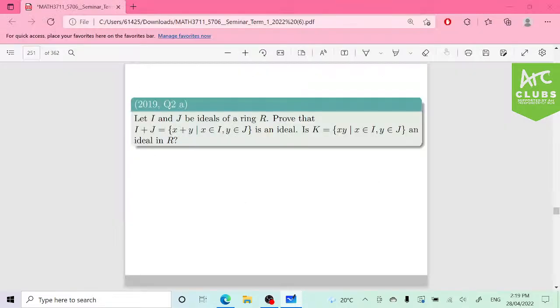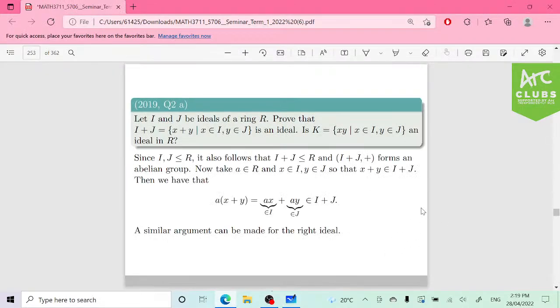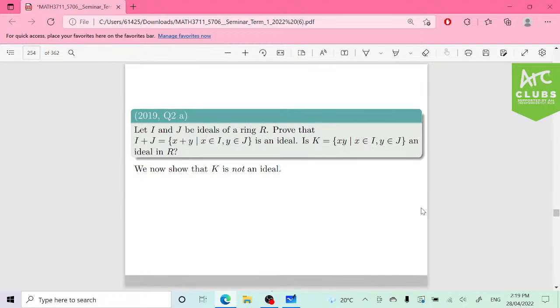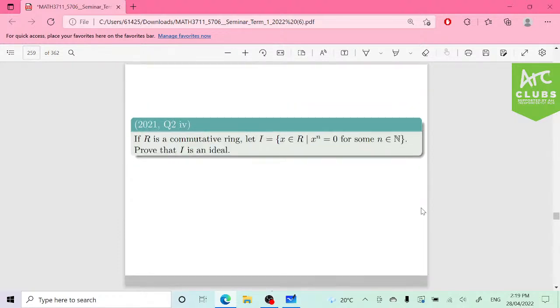All right, let's go back to the slides. I'll have the solutions here as well, so you can cross-check. Cool. All right, so let's do another example.